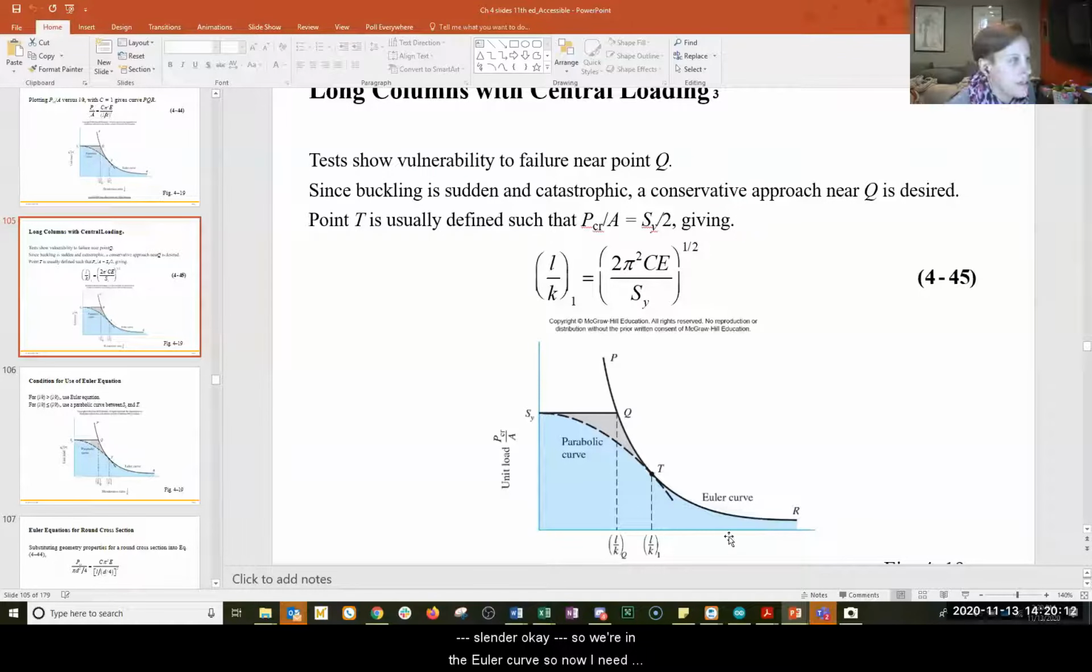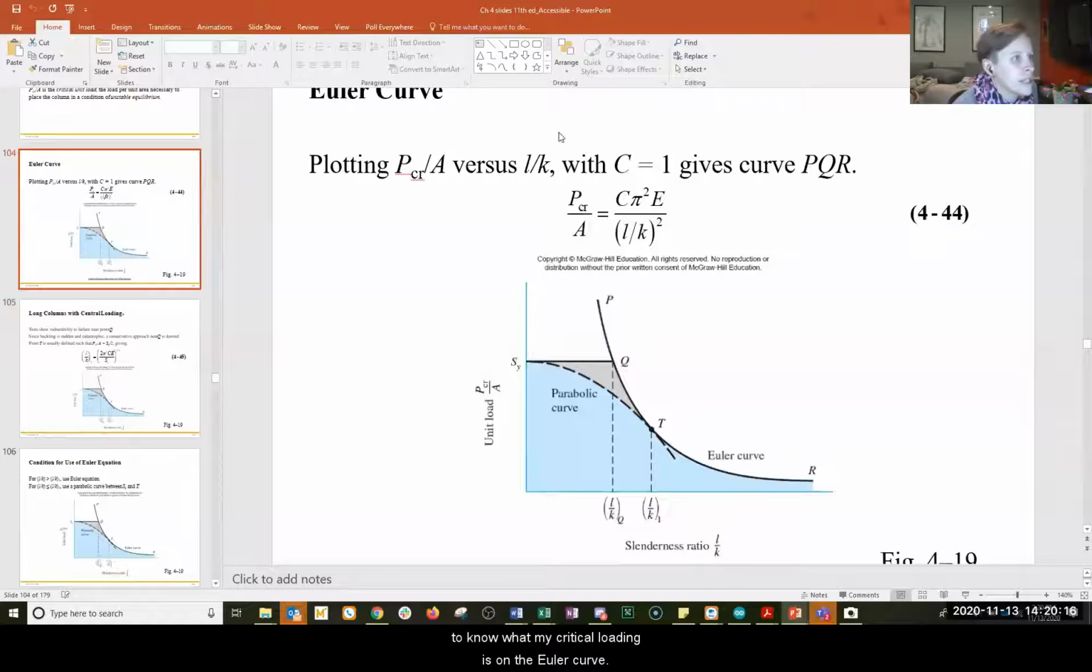Okay, so we're in the Euler curve. So now I need to know what my critical loading is on the Euler curve. And so I evaluate for my critical force that causes buckling. So that P critical here is the load at which we can expect buckling.